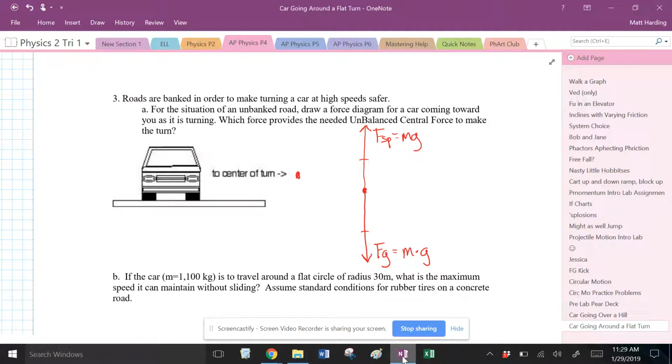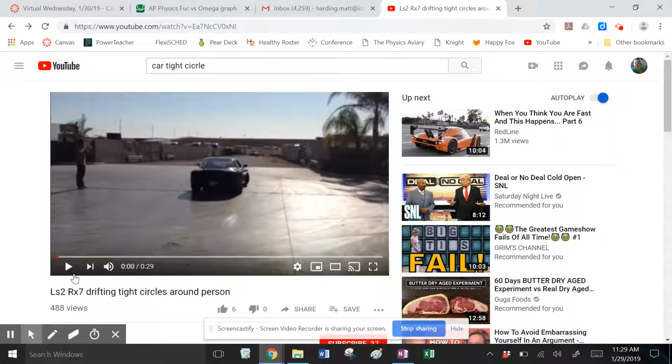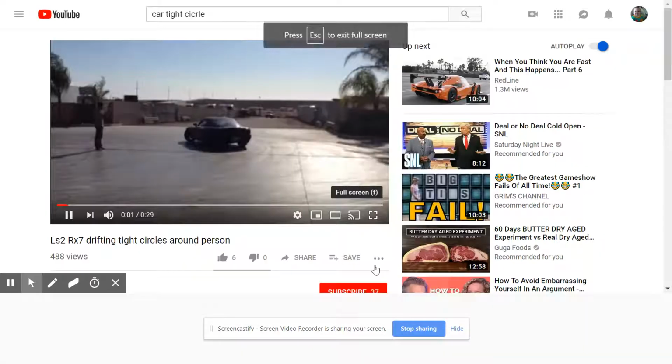And what's causing it to turn? If you think about the bowling ball lab, we used a rubber mallet and we were smacking the ball and hitting it in a direction towards the center of the turn to make it go around a corner. What's acting like the mallet here? So if you pop over here, I found this little video on YouTube.